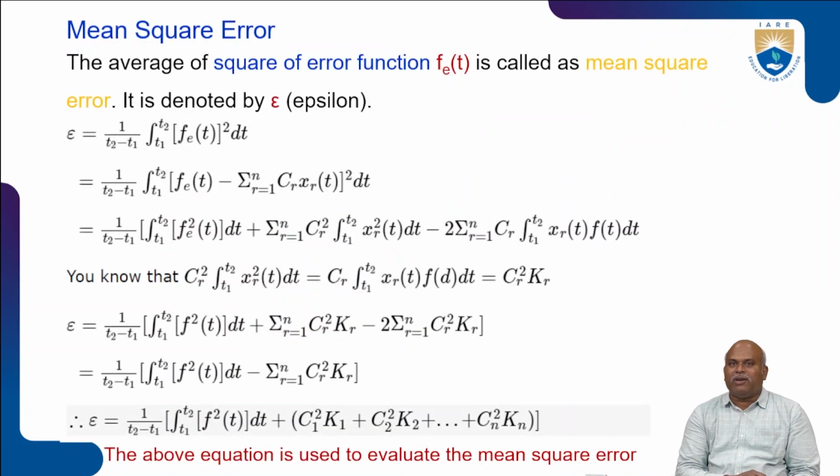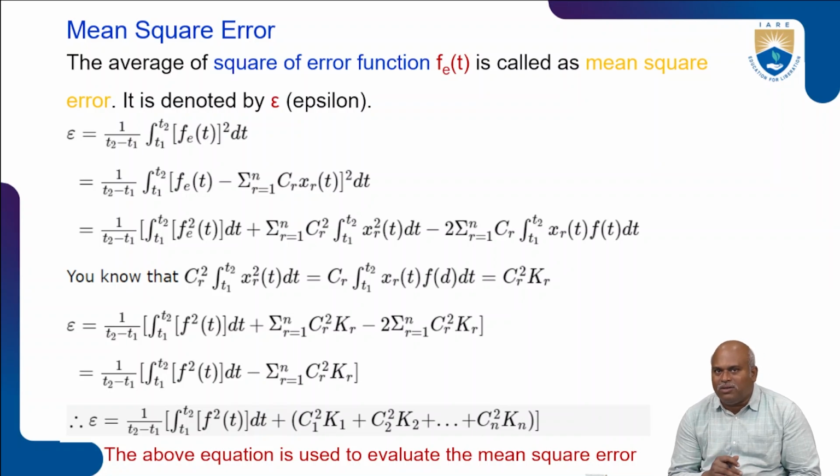Next, we go for the mean square error. If you have an n-dimensional signal, we divide it into many subdivisions. Each signal is going to produce an error, and we need to take the average of those errors. That average is called the mean square error. The average of the square of the error function f_e(t) is called the mean square error. It is denoted by epsilon.